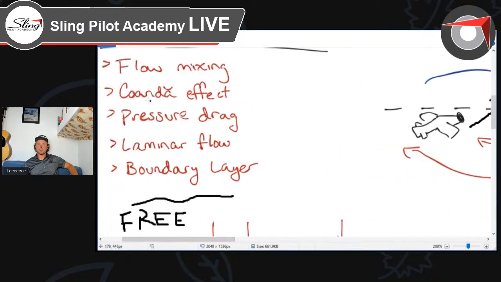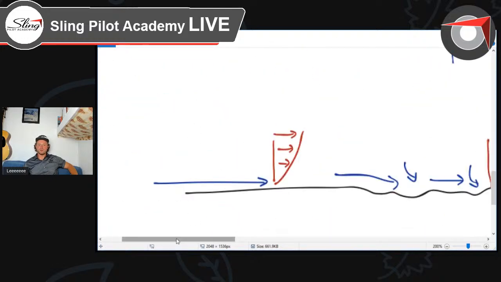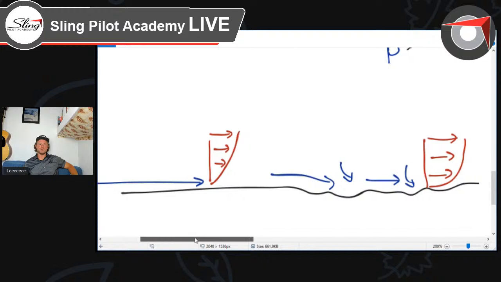Okay, pressure drag, talked about laminar flow and the boundary layer. So the rest of this is getting into the meat of when we're talking about turbulence, because that's what we started this discussion with. Like, you're like, Lee, when are we going to talk about turbulence? You've been talking about all this other crazy stuff. We never talked about turbulence. This is when we get to talk about turbulence.